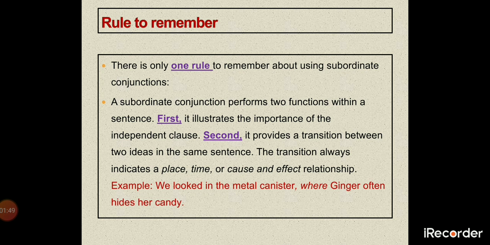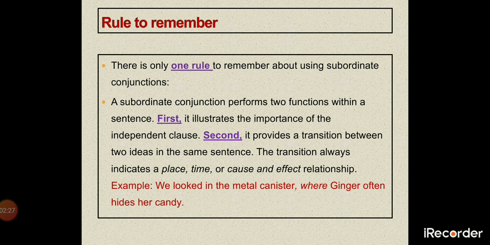You have to remember one rule about the use of subordinating conjunctions. A subordinate conjunction performs two functions within a sentence. First, it tells us the importance of the independent clause, and second, it provides the transition between two ideas in the same sentence. The transition always indicates a place, time, or cause and effect relationship. So it develops a relationship between the independent clause and the dependent clause.